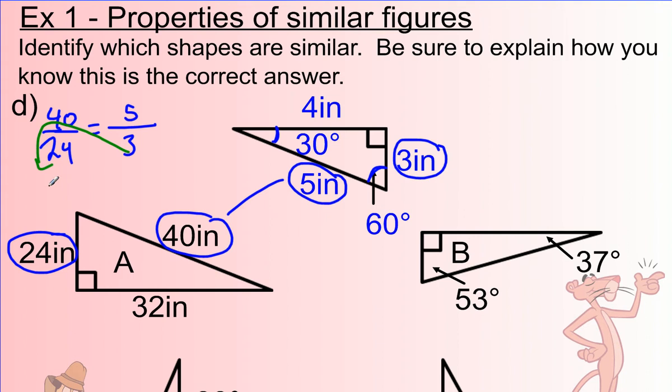If they are similar, when I cross multiply, I should get something that is equal. 3 times 40 is 120. 24 times 5 is 120. That worked. This triangle A is similar to the given triangle because the sides are in proportion. They are proportional.